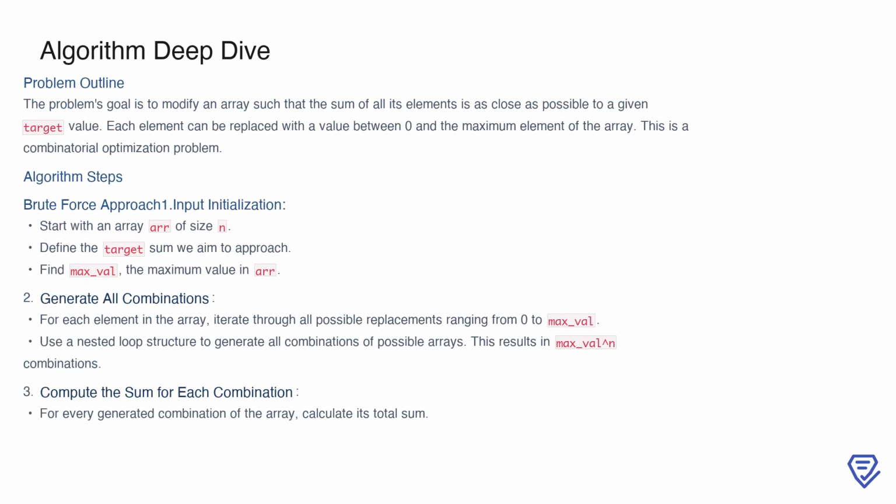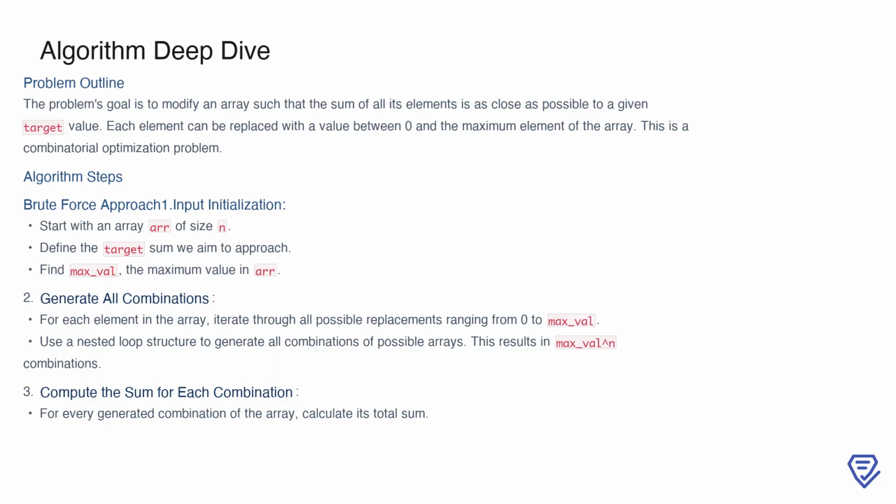The problem we're solving here is to modify an array such that the sum of its elements comes as close as possible to a given target value. The key constraint is that each element in the array can be replaced with any value between 0 and the maximum value present in the original array. This makes it a combinatorial optimization problem since we need to explore various possible configurations of the array to find the one that minimizes the difference from the target.